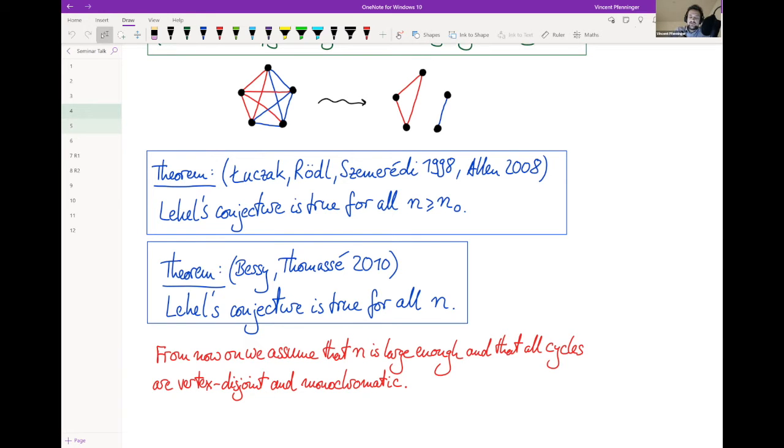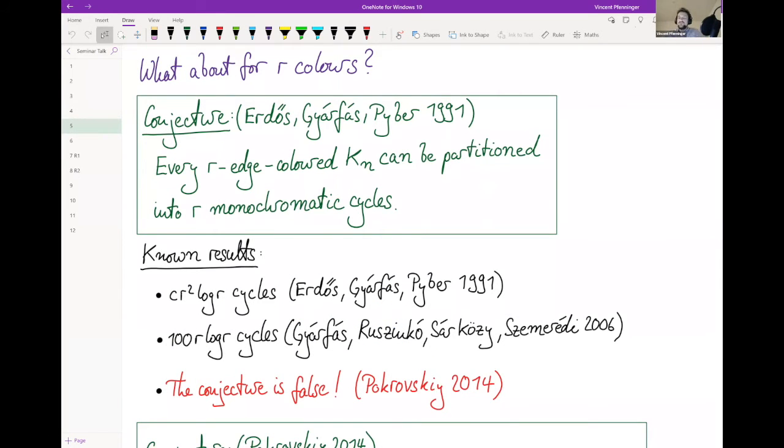Okay, so what could we consider next? We could also ask for, what about if we have more than just 2 colors? Okay, and then there was a conjecture by Erdős, Gyárfás, and Pyber from 1991, which states that every r-colored Kn can be partitioned into r monochromatic cycles. So for r equals 2, this is true by the proof of Lehel's conjecture. And they gave the first result towards this, namely showing that you can do it with a constant times r squared log r cycles. And then this was later improved by Gyárfás, Ruszinkó, Sárközy, and Szemerédi to 100 r log r cycles.